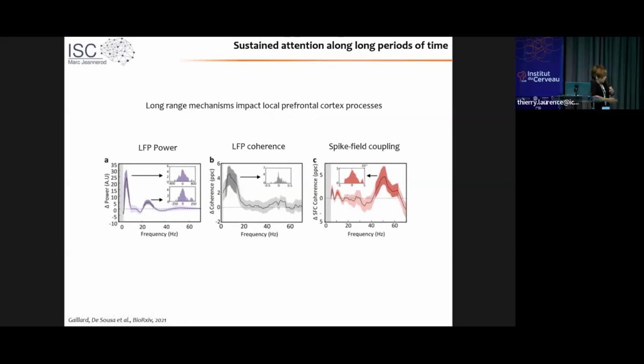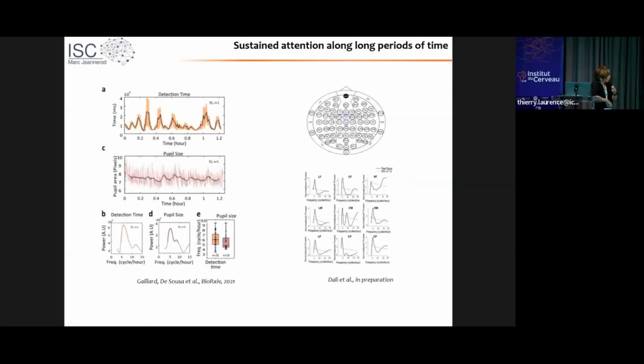And we can assign very specific changes at the neuronal level between the up phases and the low phases of these cycles in LFP power, LFP coherence, and spike field coupling, suggesting that these influences are not local to the prefrontal cortex, but are coming from other regions. Very recently, we have reproduced the observation of these very slow fluctuations in behavior, pupil size, and EEG signals in human subjects, and we're still exploring the behavioral underpinnings of these observations.